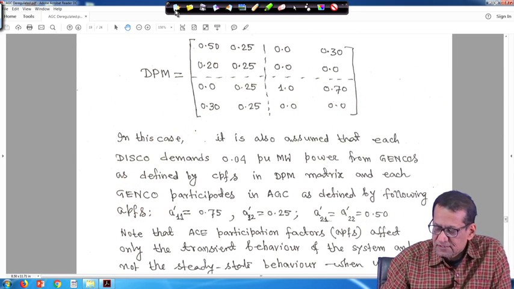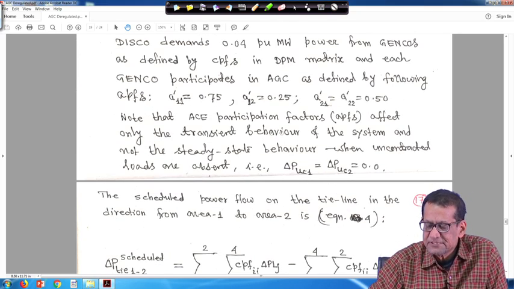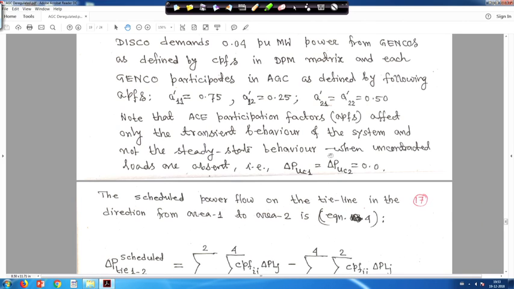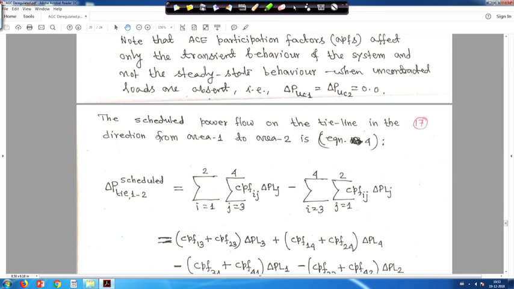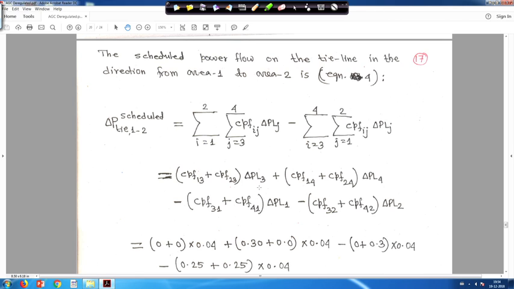Now note that the AC participation factor, again I am telling, affects only the transient behavior of the system and not the steady state behavior when uncontracted loads are absent. If uncontracted loads are not there, then the AC participation factor affects the transient behavior, but not the steady state behavior. So the scheduled power flow on the tie line in the direction from area 1 to area 2 is given in equation 4. Now, if you expand this one, it will be in this form.